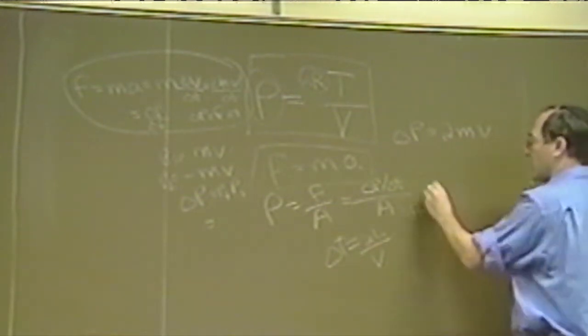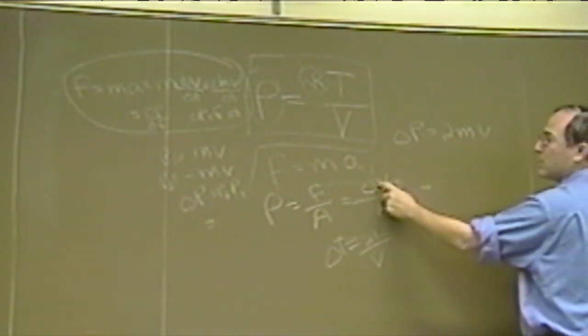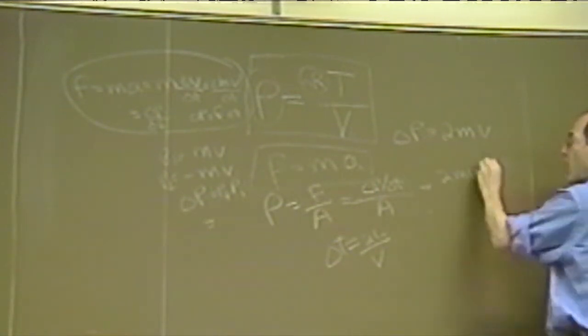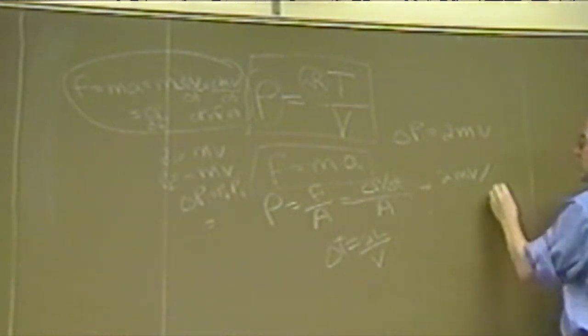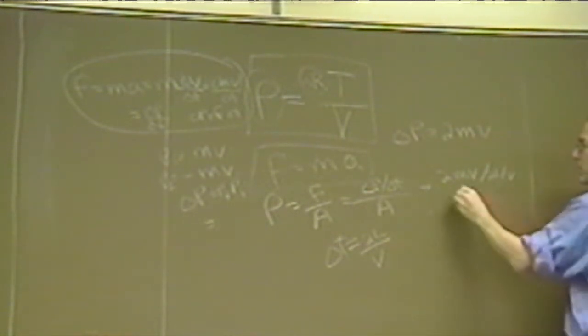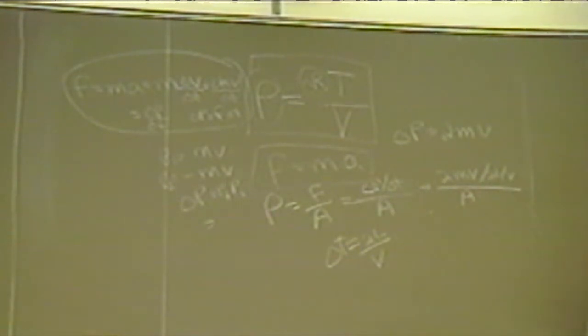Okay? So we're going to put that in here. Delta P over delta T. How much is delta P? It's 2mv, divided by delta T. How much is delta T? It's 2L over V. And all that is divided by the area. Okay? Write that down in your notebooks, and then carry it to the next step and tell me how much it is.